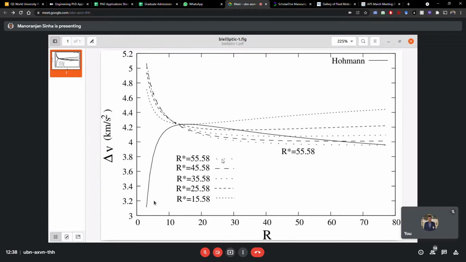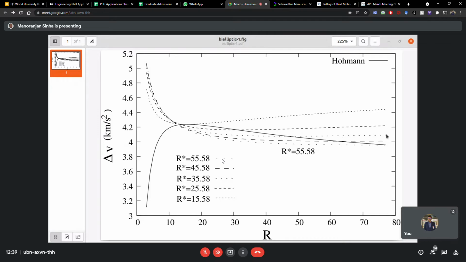While the initial orbit we are assuming to be the grazing orbit, means 6,400 into 3 is the final orbit radius. So as we increase the value of n, this starts increasing, and thereafter it reaches a maximum value in the Hohmann transfer, and then finally it decreases.